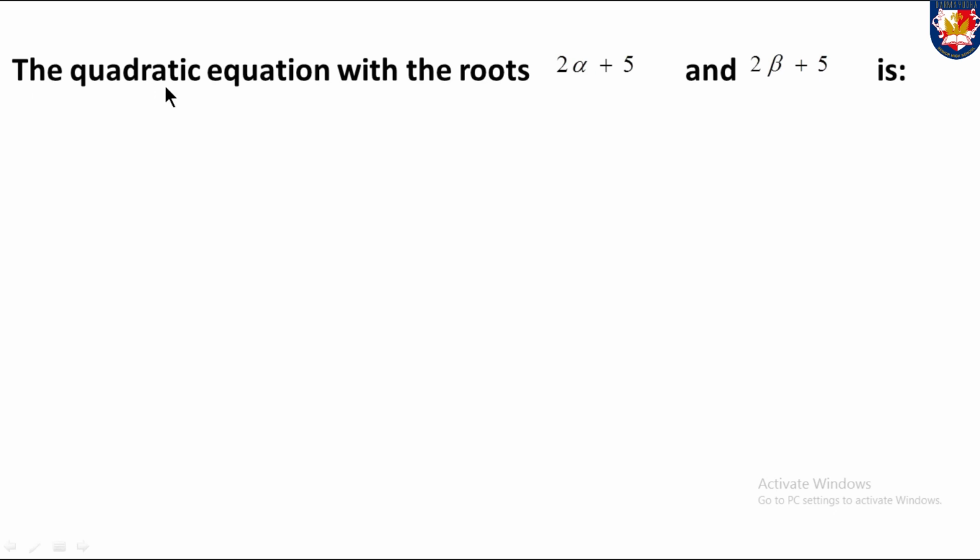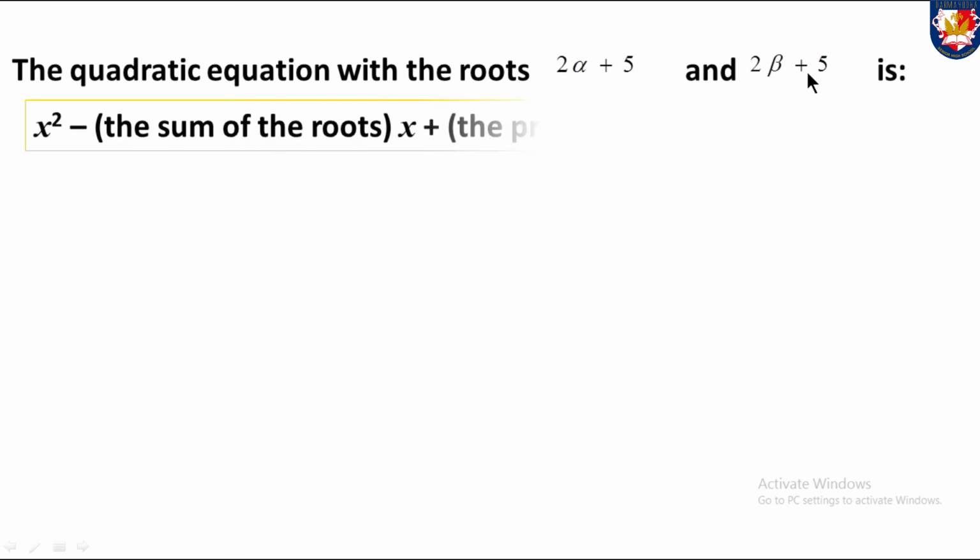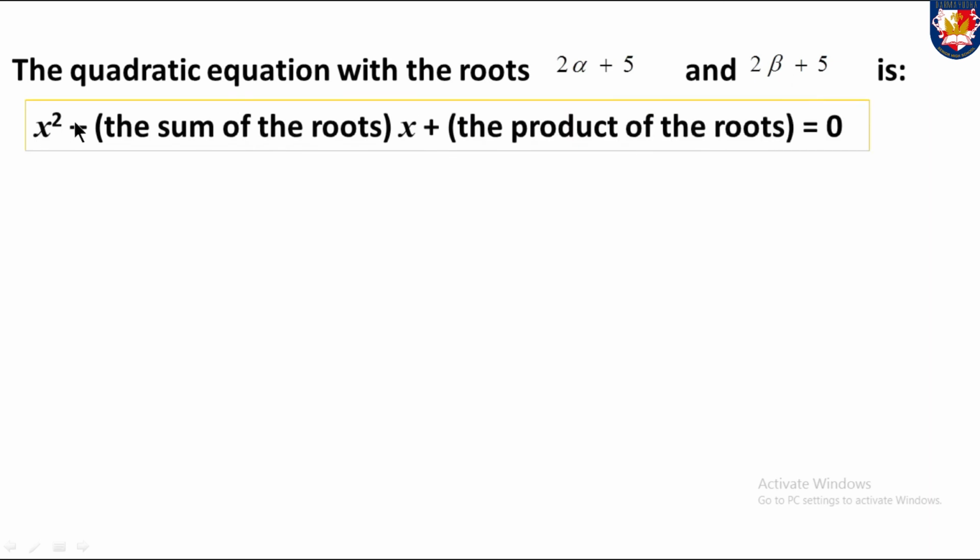Remember, the quadratic equation with the roots 2 alpha plus 5 and 2 beta plus 5 is this one: x squared minus the sum of the roots times x plus the product of the roots. Remember, the coefficient of x is the negative of the sum of the roots, and the constant is the product of the roots.